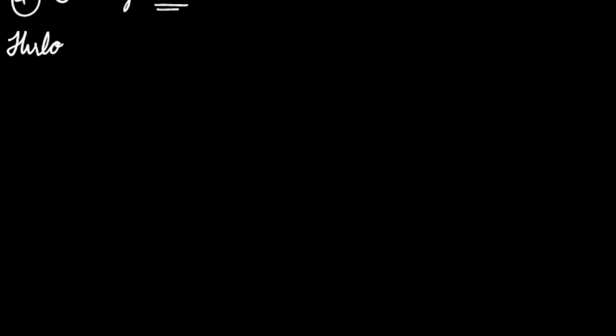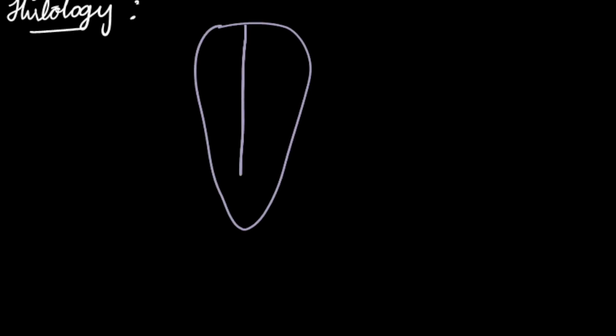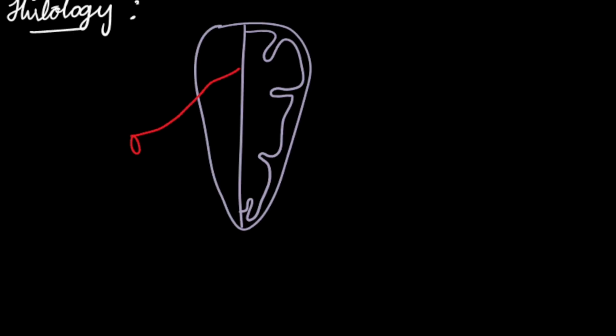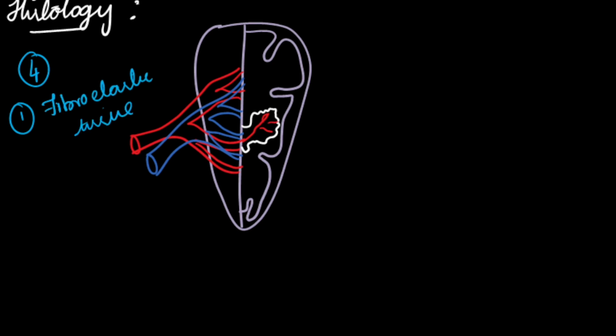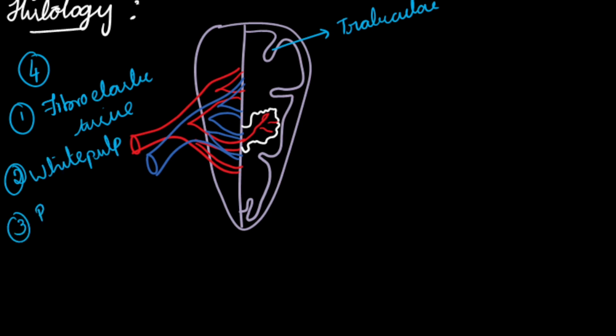Now regarding the histology of the spleen. We have four major components. One is fibroelastic tissue. The fibroelastic tissues are the supporting tissues which form trabeculae, and this helps in the contraction and distension of the spleen, and it regulates the blood flow in the organ. The second component is white pulp, and the third one is red pulp.